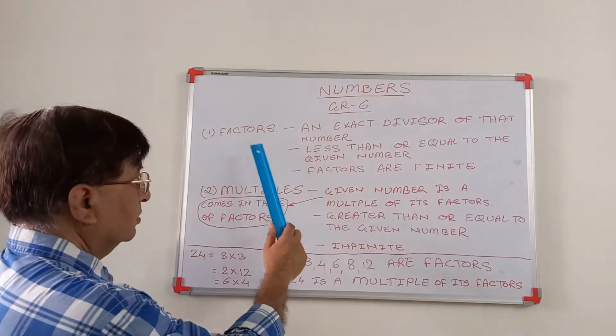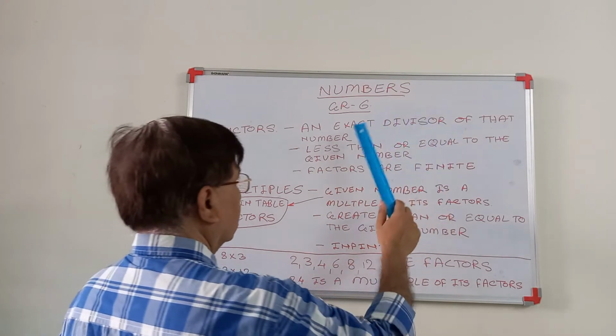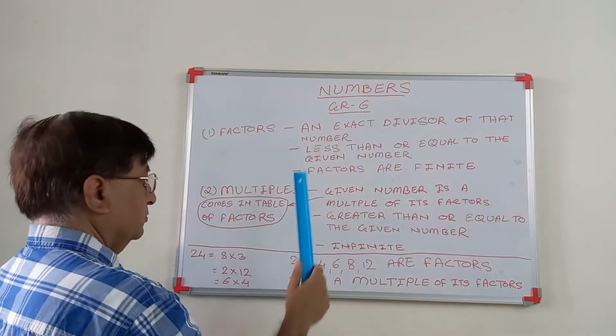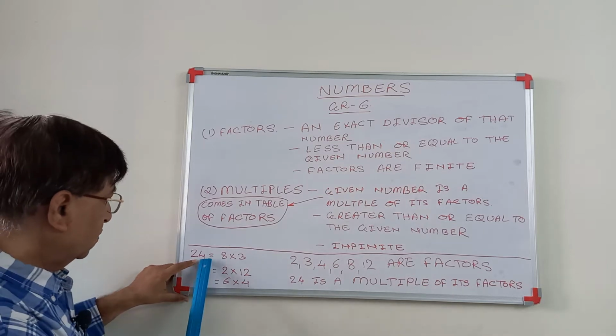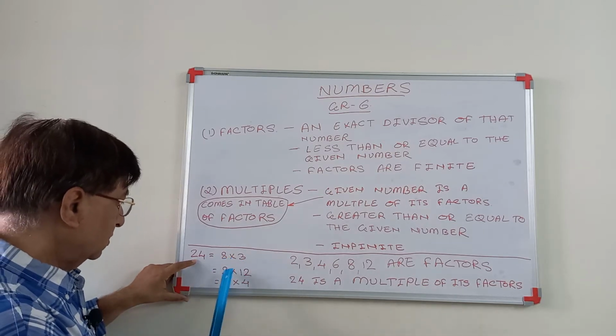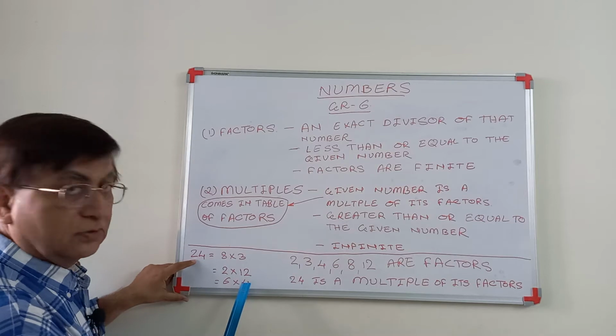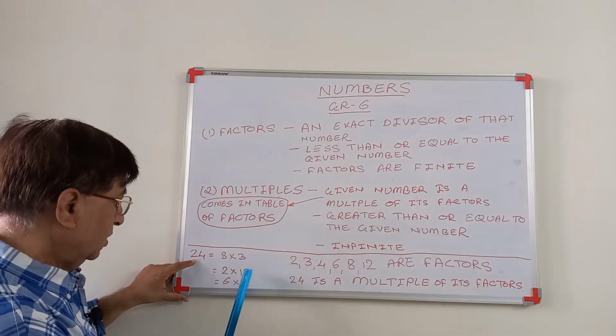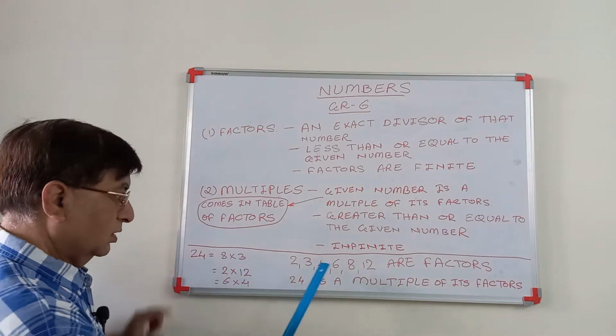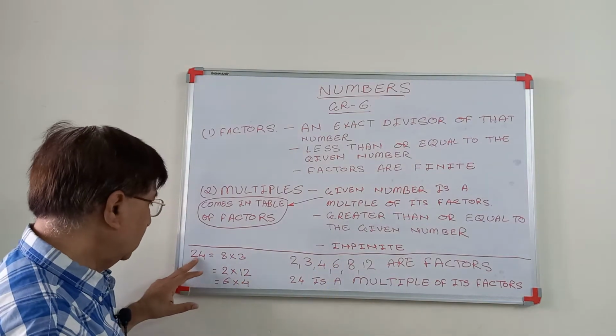Now what is a factor? A factor is an exact divisor of a given number. For example, we have the number 24. Now 24, how do we get it? We get it by multiplying 8 and 3, 2 and 12, 6 and 4, right? So this means 2, 3, 4, 6, 8 and 12 are the factors of 24.